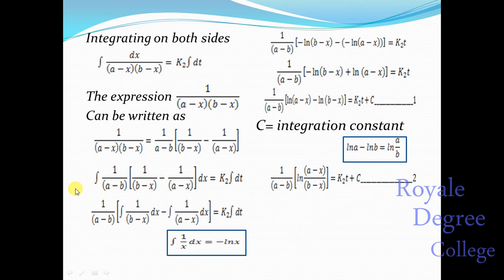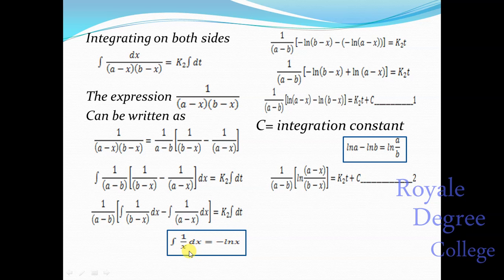It is as it is. Now we take 1 by (a minus b) as common, since it applies to both 1 by (b minus x) and 1 by (a minus x). See girls, this 1 by (a minus b) is kept as a constant because x is not in it. The integration we split, keeping the integration before 1 by (b minus x) and before 1 by (a minus x). The dx is multiplied with both. So we get the integration of 1 by (b minus x) dx minus the integration of 1 by (a minus x) dx, equal to k2 times the integration of dt.